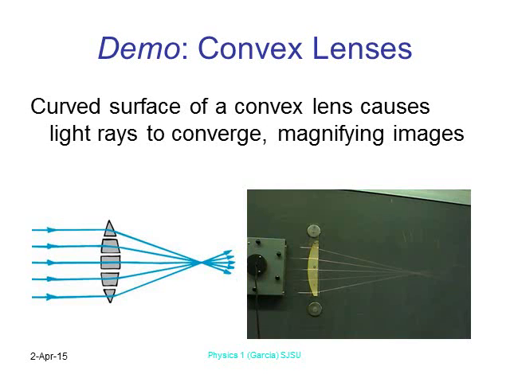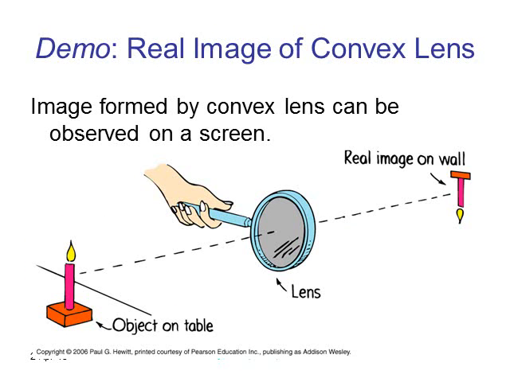Okay. This is your classic magnifying glass, and this is a real image. Yes, you can fry leaves with this at the focal point. Okay, you get a real image. It's upside down on a convex lens.